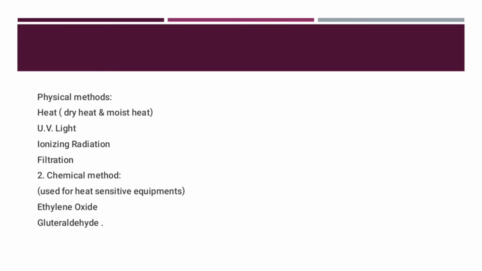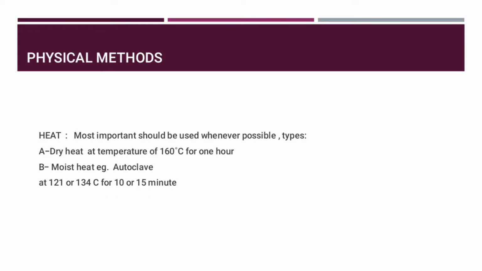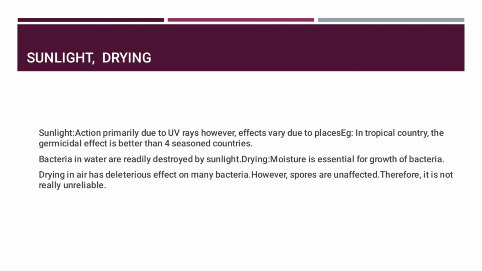These are the physical methods that are used for sterilization. Among the physical methods of heat, the most important one that should be used whenever possible is dry heat at a temperature of 160 degrees Celsius for 1 hour, and moist heat in an autoclave at 121 degrees Celsius or 134 degrees Celsius for 10 to 15 minutes.